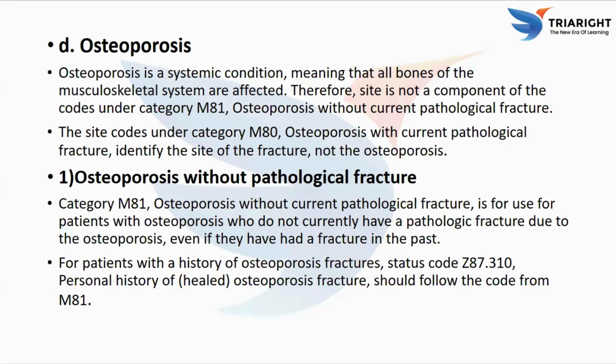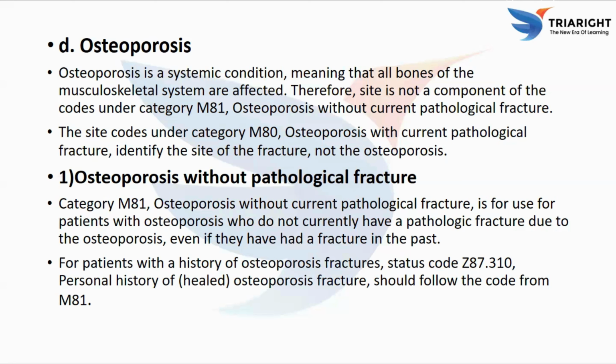Next is osteoporosis without pathological fracture, M81. You have to assign the code M81 whenever the patient has osteoporosis but no current fracture. So even if they had fractures in the past due to osteoporosis, for example, a patient today has osteoporosis but no active fractures.